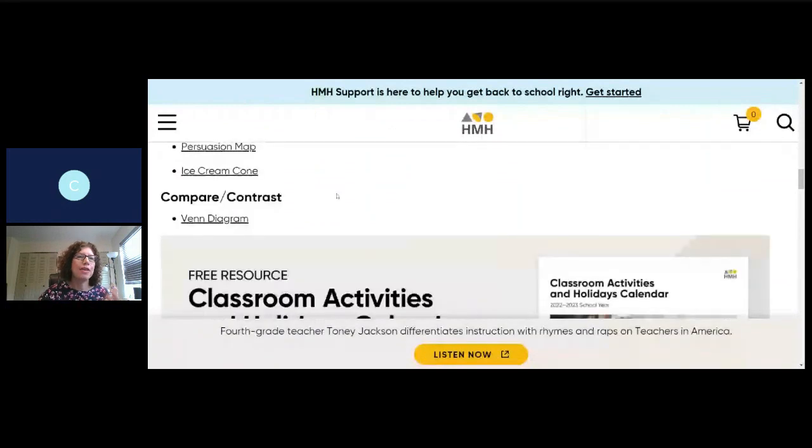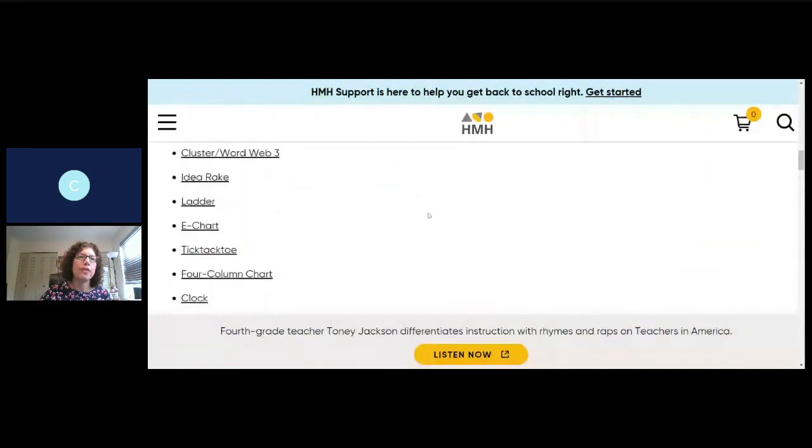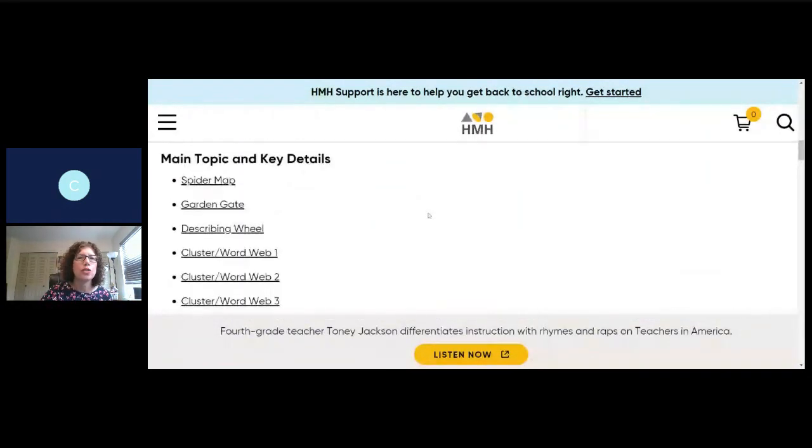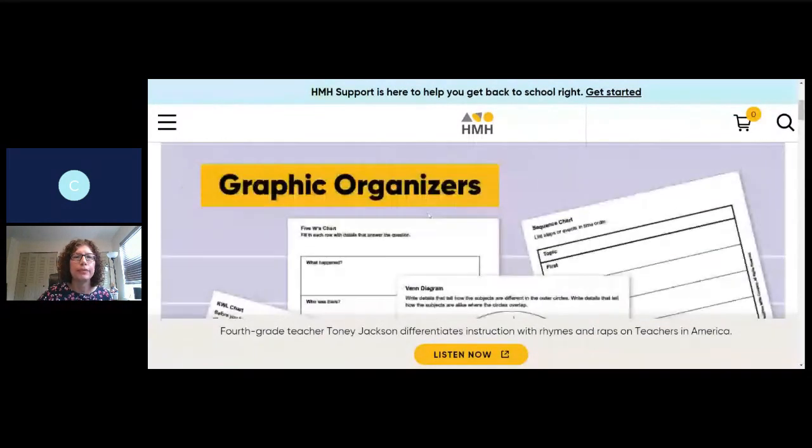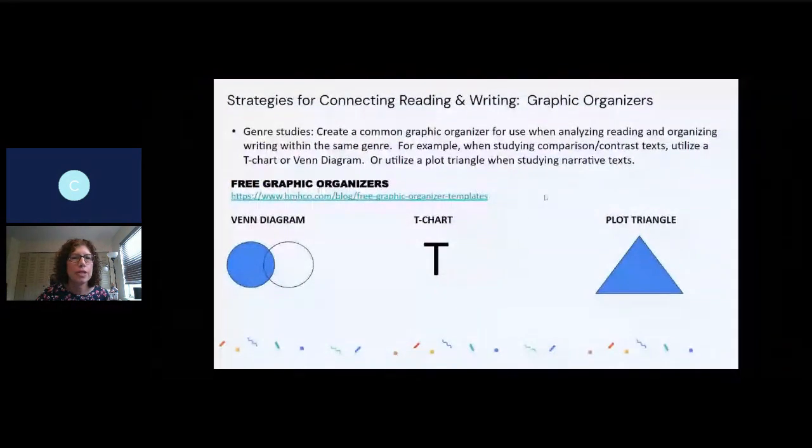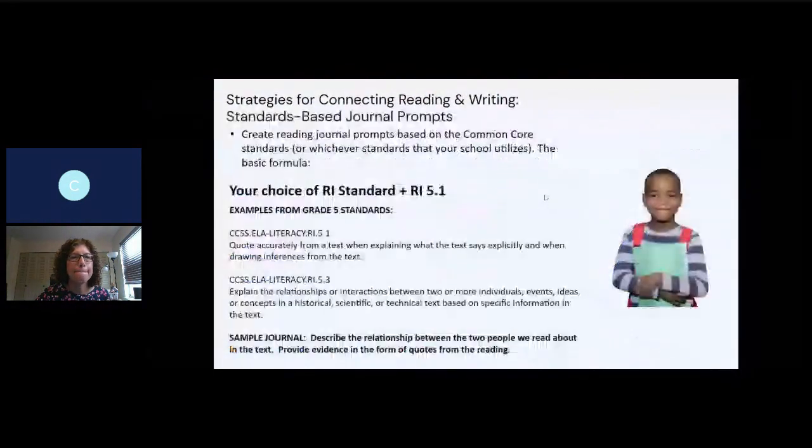And then they have the good old-fashioned Venn diagram for comparison contrast. So this is just one resource online. Obviously, if you Google graphic organizers, there's tons of them, but it's just trying to get you to think about what the value of using those graphic organizers might be. All right. So moving on.